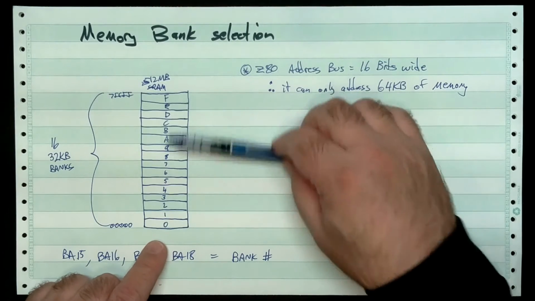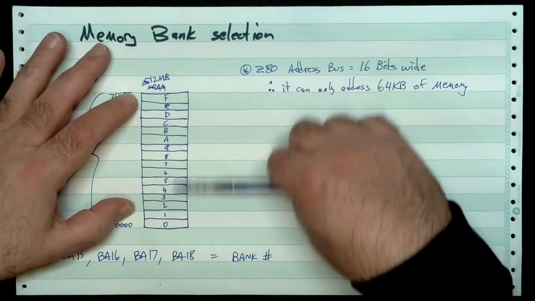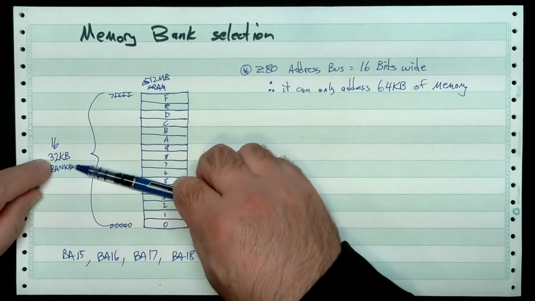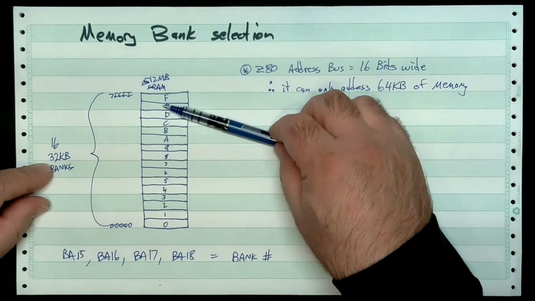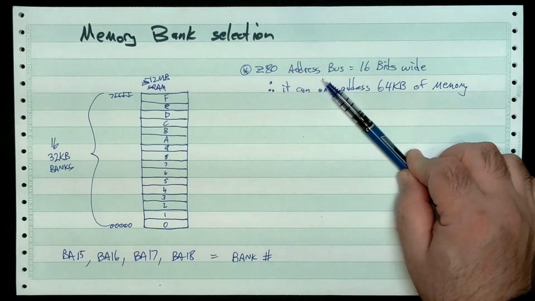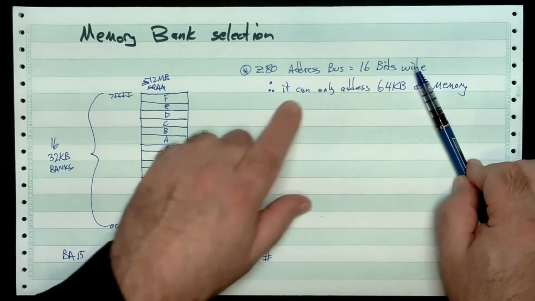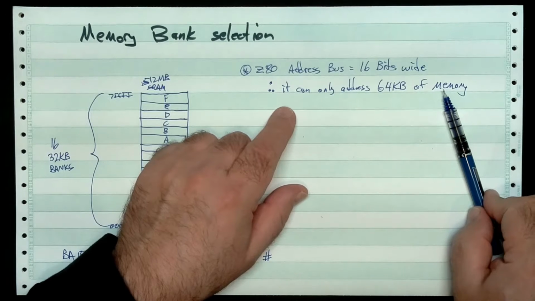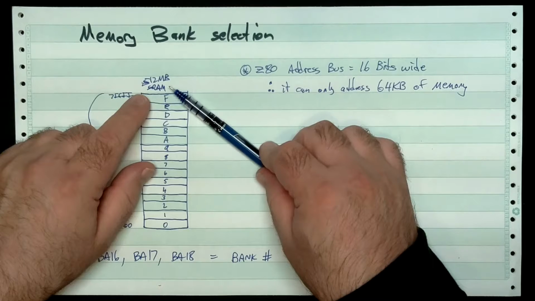As we'll see, if we make each one of these partitions, we break it up into 16 pieces, all right? Then each one of those is going to be 32K bytes. Now remember, the Z80 has an address bus that's only 16 bits wide, so the Z80 can really only address 64K of memory. Yet, we're going to hook up a 0.5 meg. So how are we going to do that?